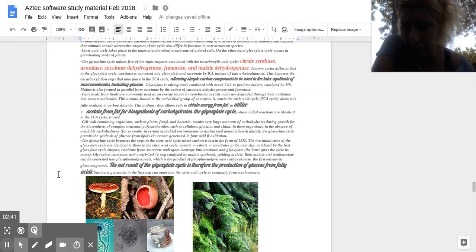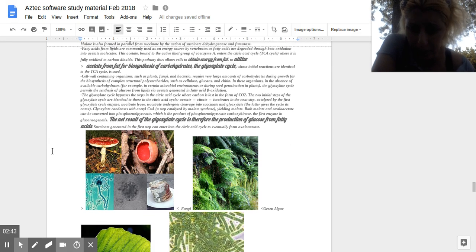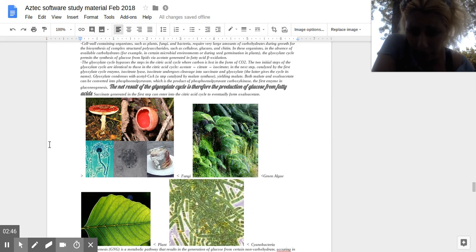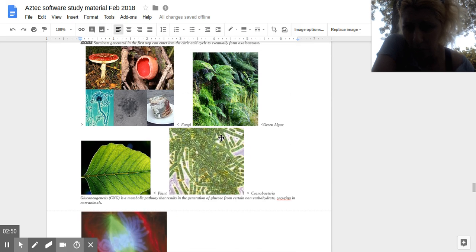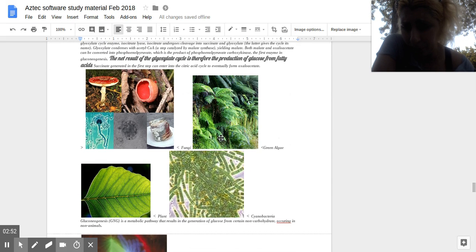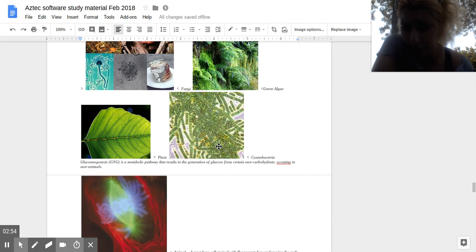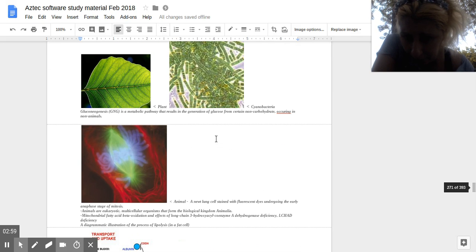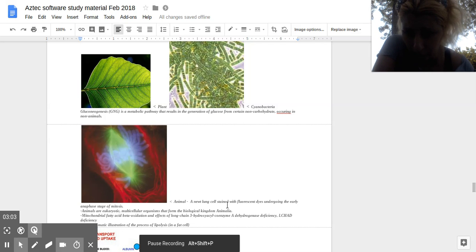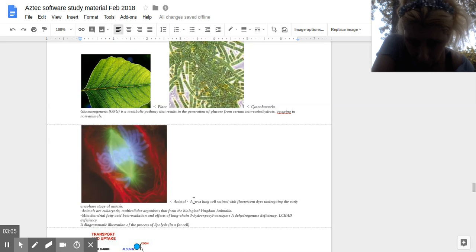This occurs once again in fungi, green algae, plants, cyanobacteria, as shown here. It usually does not occur in animals, such as this newt cell, stained with fluorescent dye.